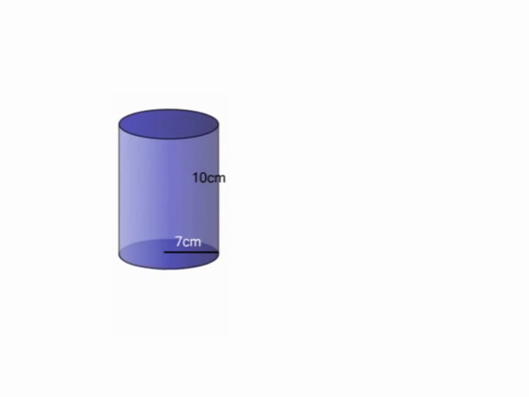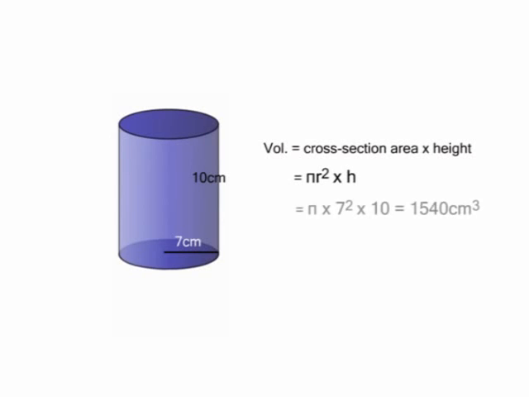For the cylinder with a radius of 7 centimeters, volume is given by area of cross-section times height. The cross-section is a circle, and we saw the area of a circle is given by pi r squared. So the volume of this cylinder is pi r squared times height. So for this one we shall have pi times 7 times 7 times 10, which gives us 1540 cubic centimeters.